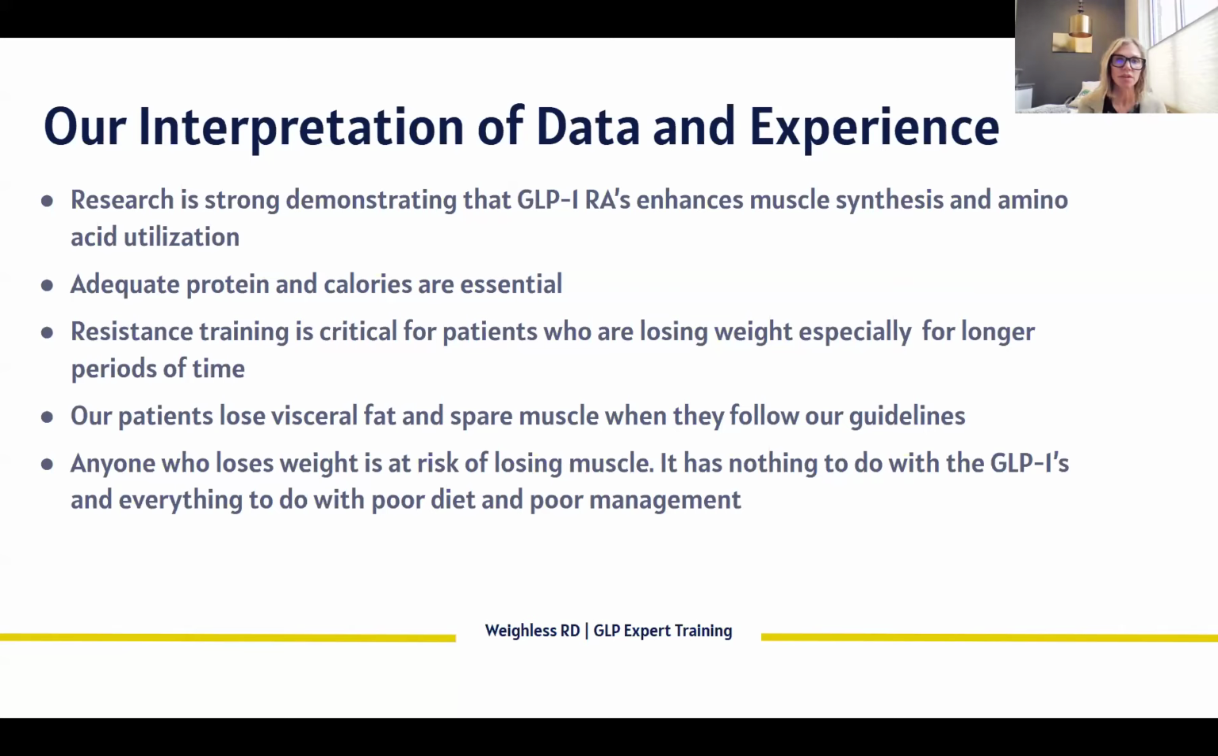Anyone who loses weight is at risk of losing muscle. It has nothing to do with the GLPs. If you go on any type of weight loss program, you are going to lose a little bit of muscle. So you have to manage it and approach it in the exact same way. Poor diet and poor management is what's contributing to muscle loss, in my opinion. And again, this is just years of what we have experienced.